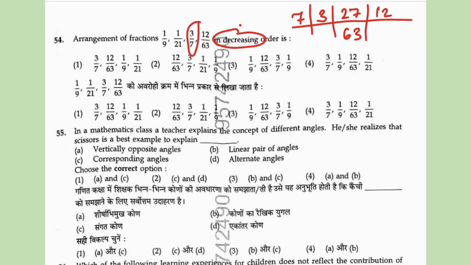Here is 3 by 7. Then the next biggest number will be 12 by 63. So 12 by 63 is the next biggest number. The third biggest number is 7 by 63 or 1 by 9, and then 1 by 27. So that is the order.